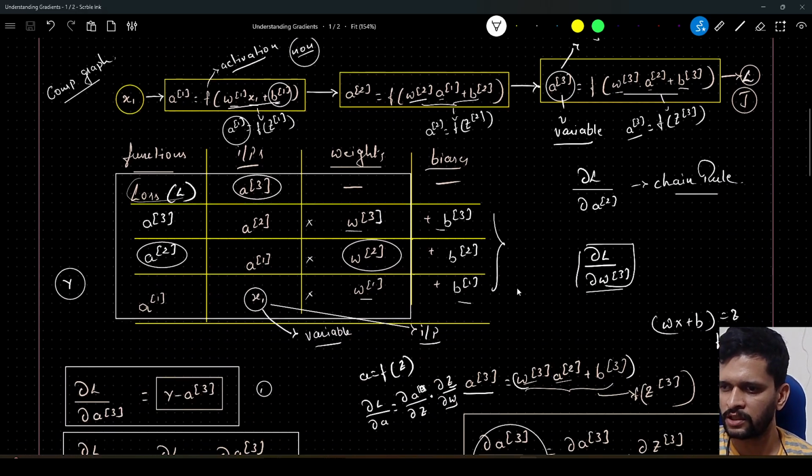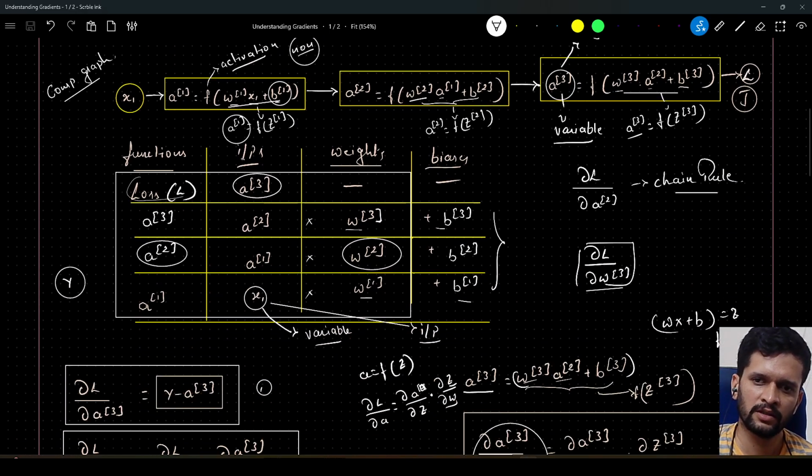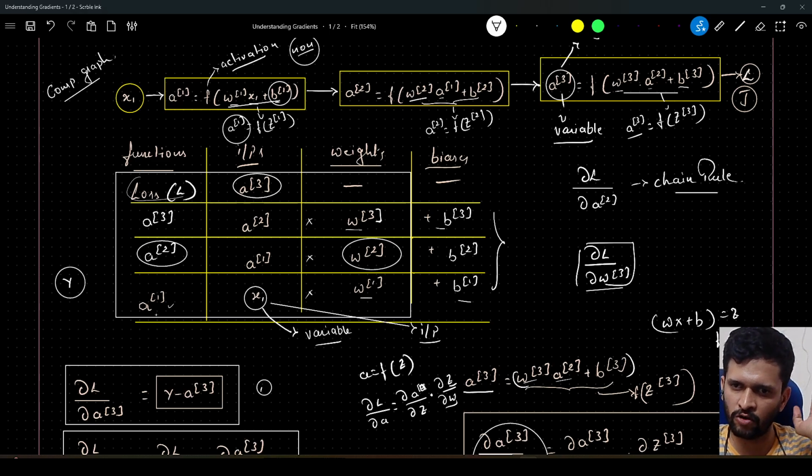So in order to do these computations, I have written a simple table here. The first column is functions. So loss is one kind of function for us, right? I have written that down. A3 is an activation function at layer 3, A2 is an activation function at layer 2, and A1 is an activation function at layer 1. That is what I have written in the first column.